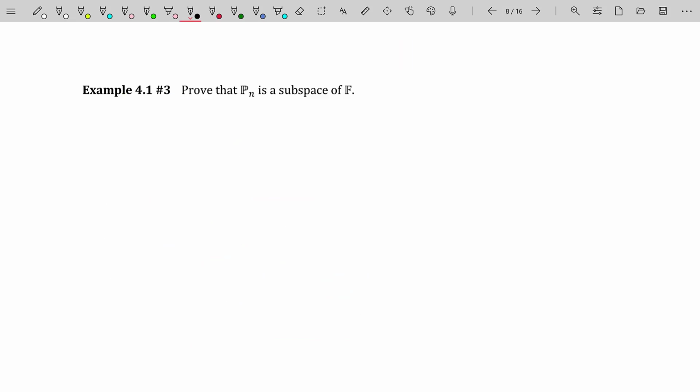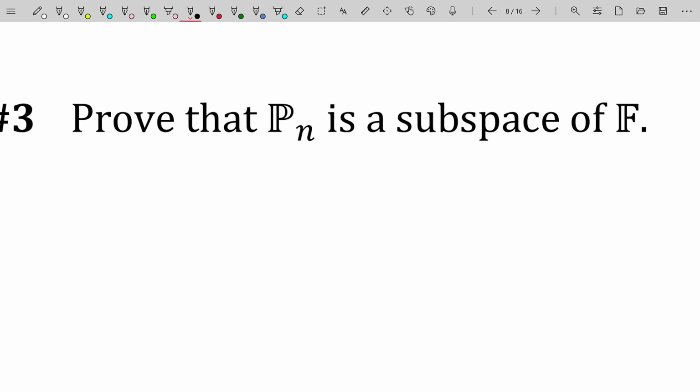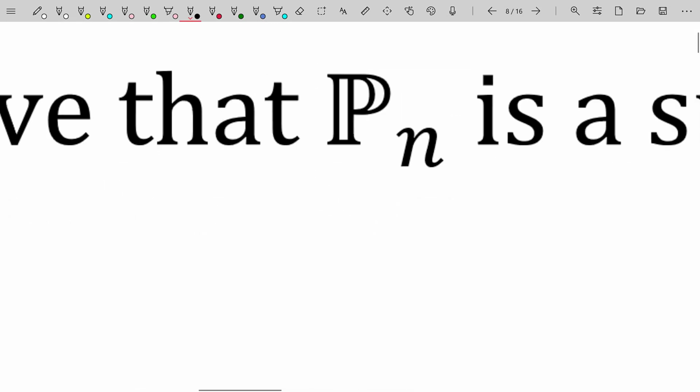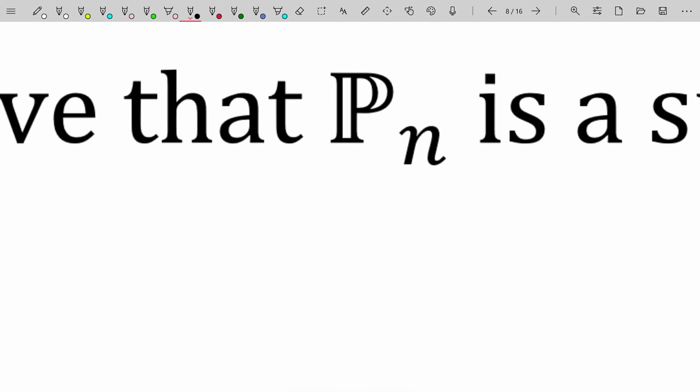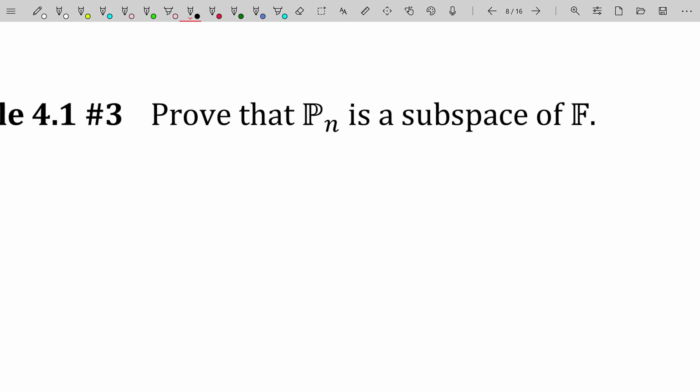So let's take a very basic example. Prove that P sub n, which is the set of polynomials of degree at most n, is a subspace of the vector space F, which is the set of all functions. We already know that P sub n, by the way, is a vector space. We've actually proven that, but that's not part of this question. Let's pretend as though we just walked in the room, we've never seen P sub n before, but somebody says, hey, I've got this vector space. It's the space that contains all functions. And by the way, I'm telling you right now, it's a vector space. And you say, great, thanks.